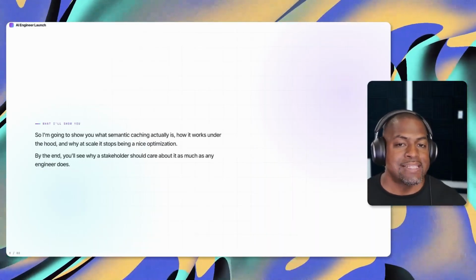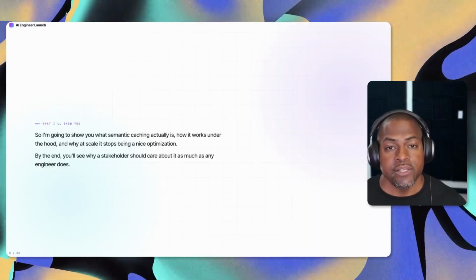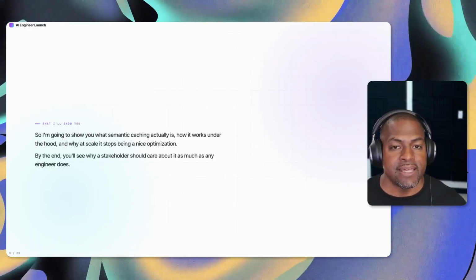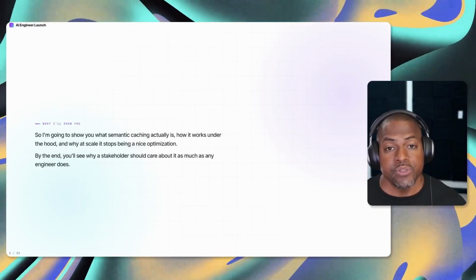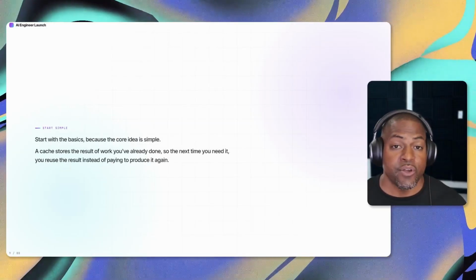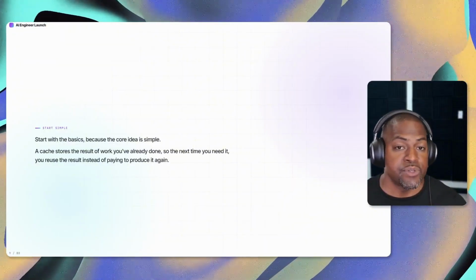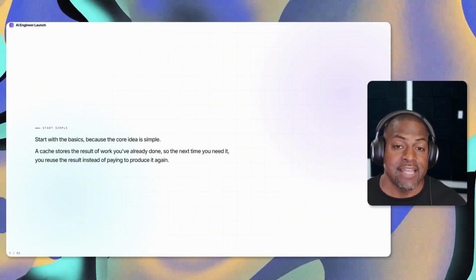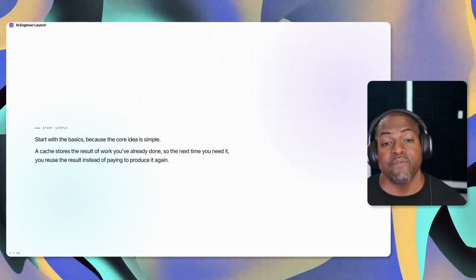So I'm going to show you what semantic caching actually is, how it works under the hood, and why at scale it stops being a nice optimization. By the end, you'll see why a stakeholder should care about it as much as any engineer does. Start with the basics, because the core idea is simple. A cache stores the result of work you've already done. So the next time you need it, you reuse the result instead of paying to produce it again.